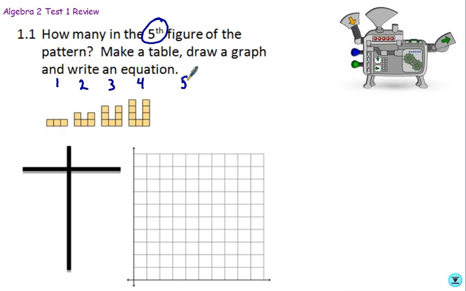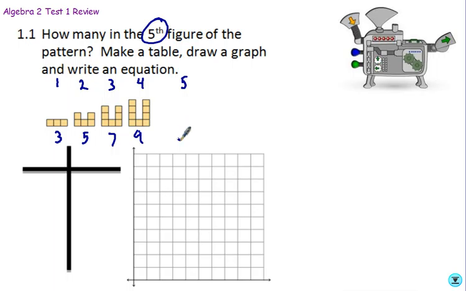Well, let's see how many blocks there are. Let's see how many it starts with, right? So it looks like it starts with 1, 2, 3. 1, 2, 3, 4, 5. 1, 2, 3, 4, 5, 6, 7. 1, 2, 3, 4, 5, 6, 7, 8, 9. And then I'm going to look and see how the pattern's changing each time. So it looks like each time it's being added by 2. So 9 plus 2 would make 11.